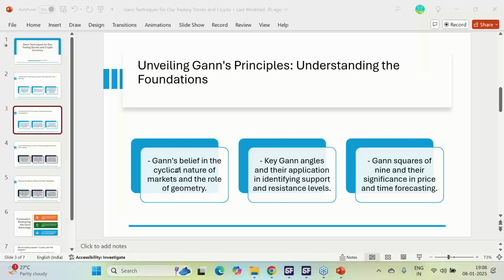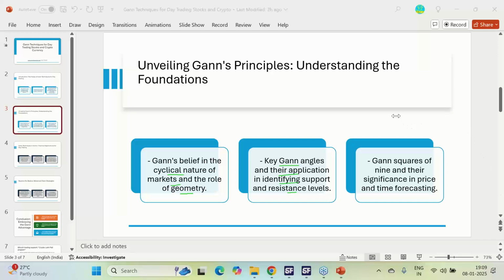So Gann said everything is cyclic in nature and the market follows a geometric proportion. So the market also follows the same logic because your entire universe is a geometry. Then how can you define that? Then the second point he has said is key angles and their application in identifying support and resistance.